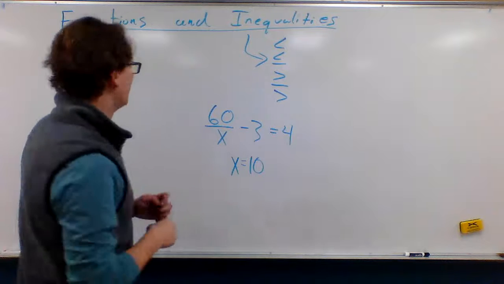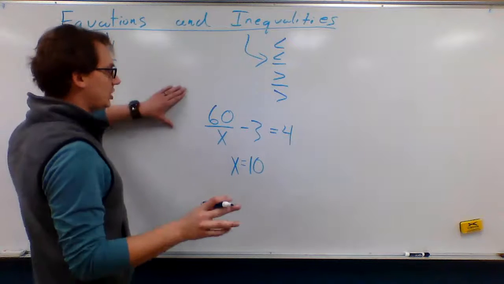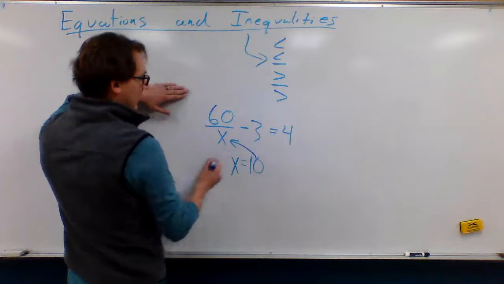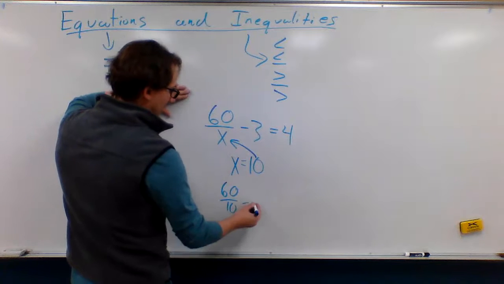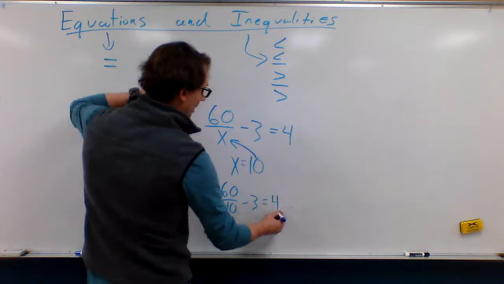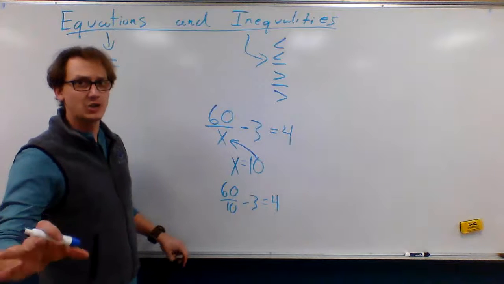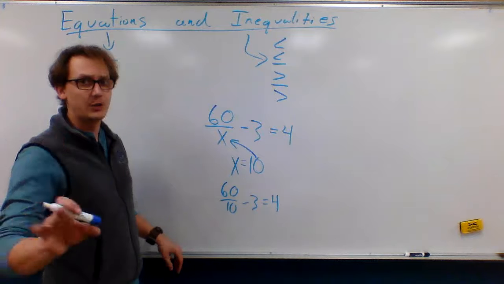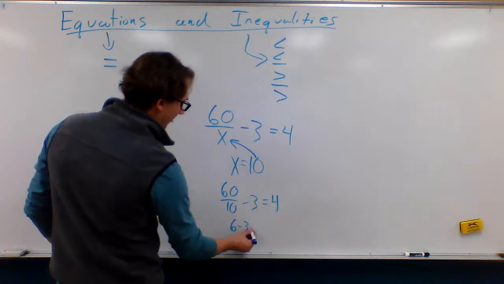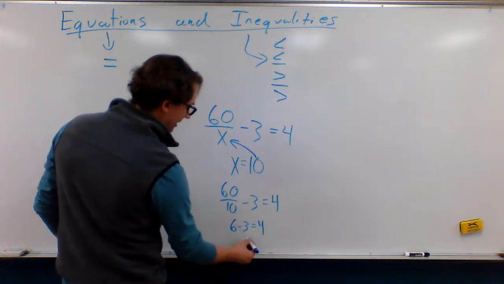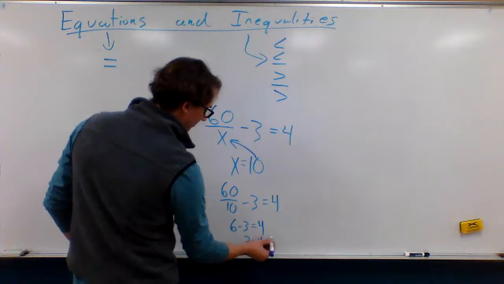All right, let's take a look at this problem. We're going to do just what we have been doing. We're going to take the 10 and plug it in for the x. 60 divided by 10 minus 3 equals 4. Like yesterday, we need to make sure that we are doing our division before we do our subtraction. 60 divided by 10 is 6. Minus 3 equals 4. 6 minus 3 is 3.